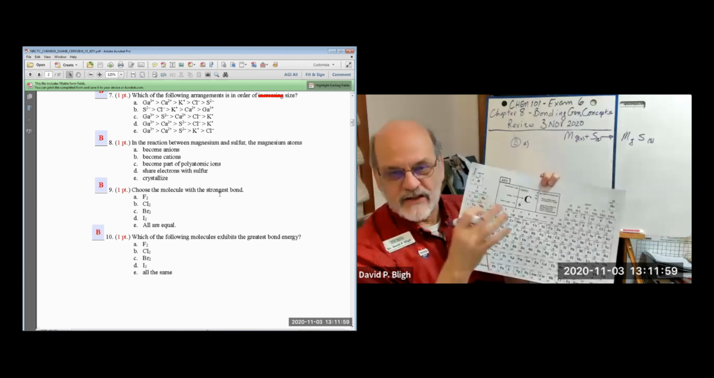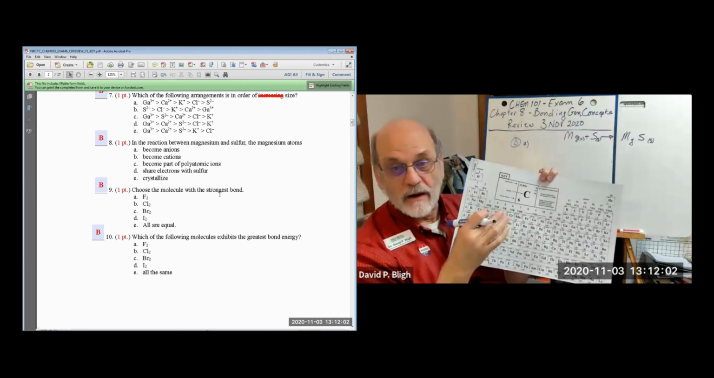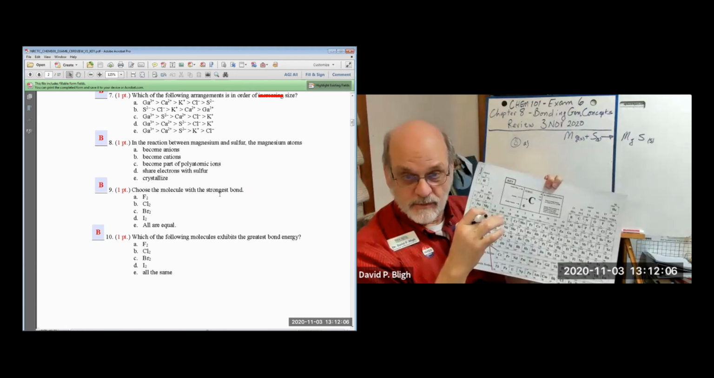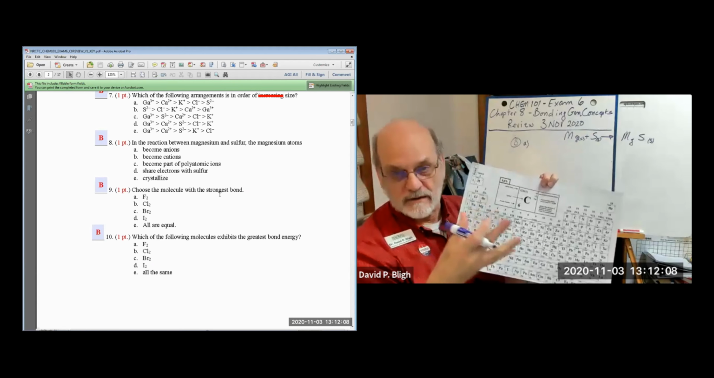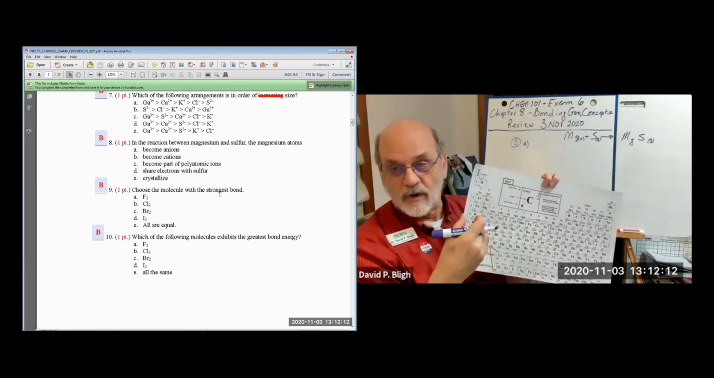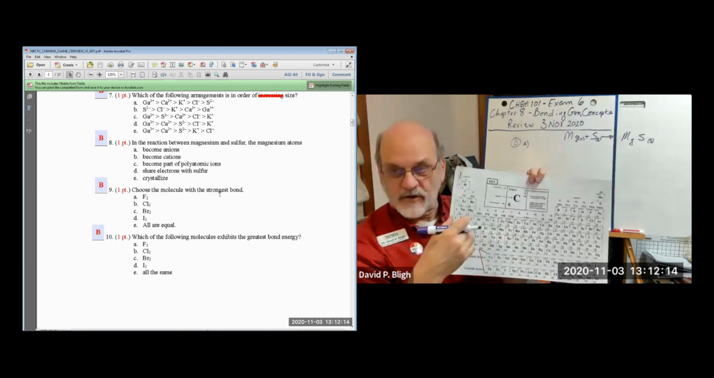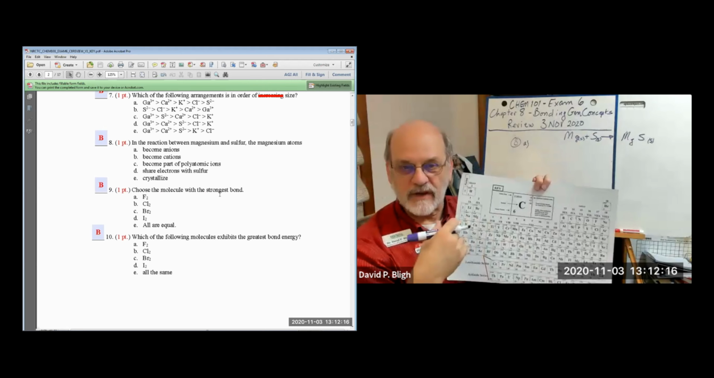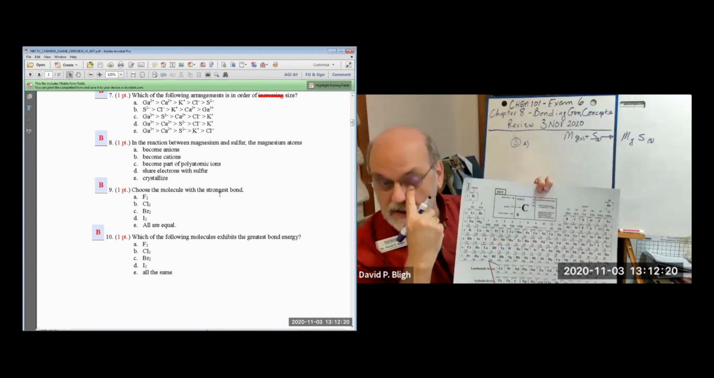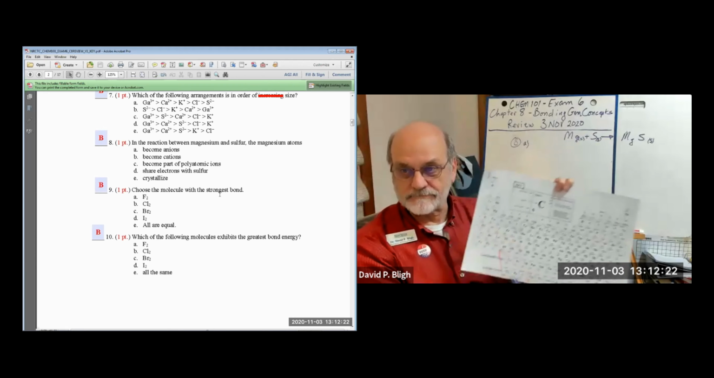But what does that make each one? Well, the magnesium atoms, which is part of this problem, says what? Becomes anions or becomes cations? Well, a cation is a positive ion. So if magnesium loses electrons, it becomes a cation. That's why the answer is B. Does it become a polyatomic ion?